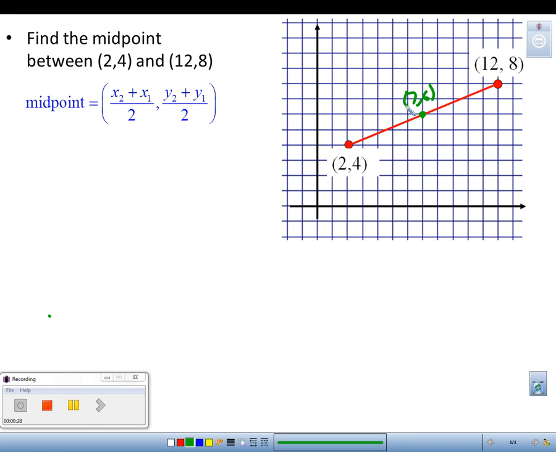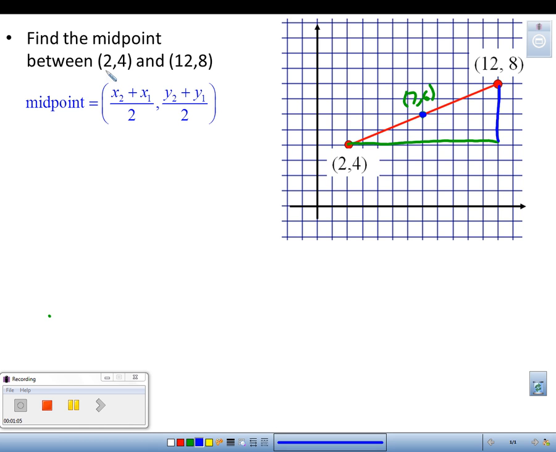Well, if I look at my coordinates, I can tell that this 7 is halfway in between 2 and 12, or in other words, my two x values, and that 6 is halfway in between my two y values of 4 and 8. So if I want to find that point algebraically, I could use this formula, (x2 plus x1) over 2, and then (y2 plus y1) over 2.